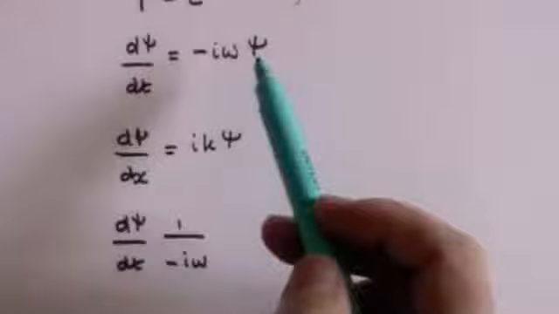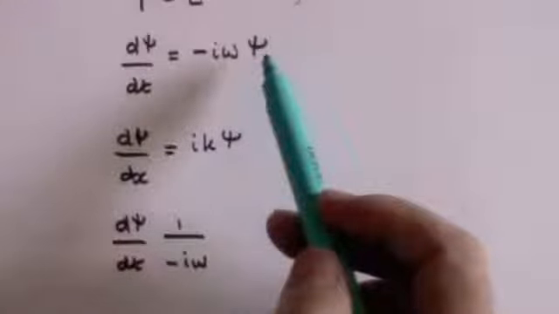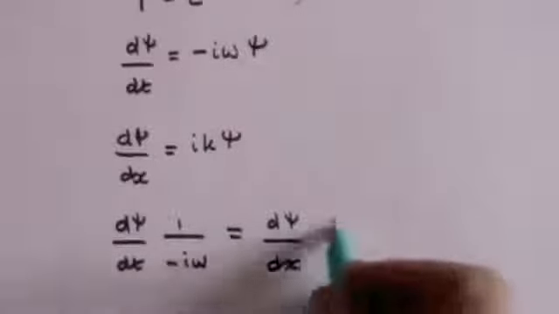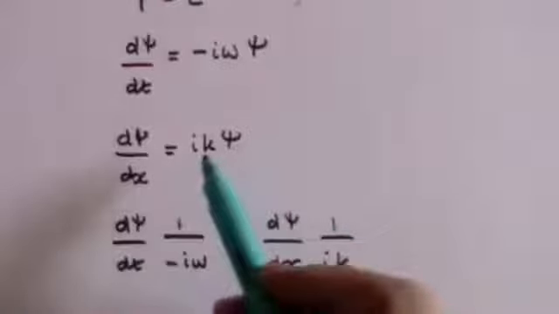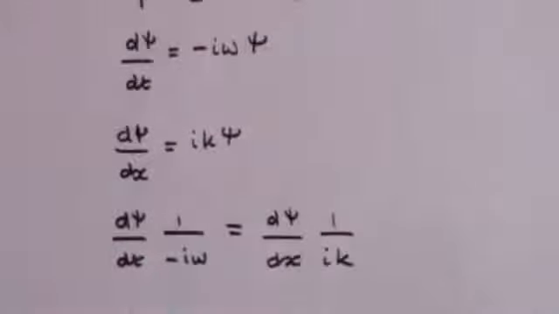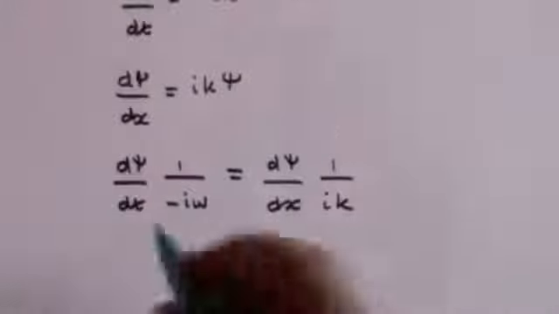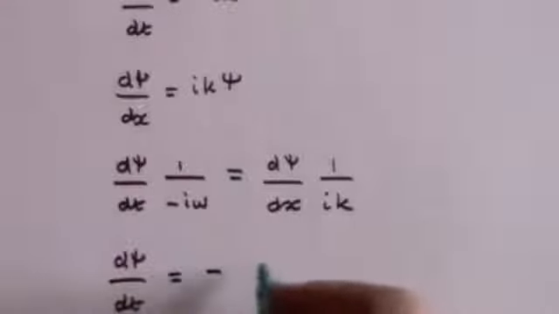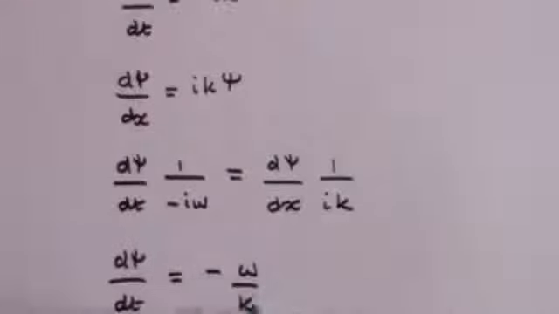So what I'm saying is that d psi by dt times 1 over minus i omega, which is this term where both sides are divided by minus i omega, leaving just psi on the right hand side, is going to be equal to d psi by dx times 1 over ik. That's this term divided on both sides by ik, leaving just psi on the right hand side. So these two terms must be equal, which means that d psi by dt is equal to minus omega over k d psi by dx.